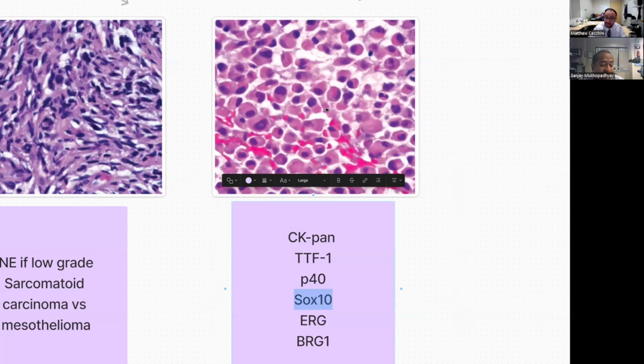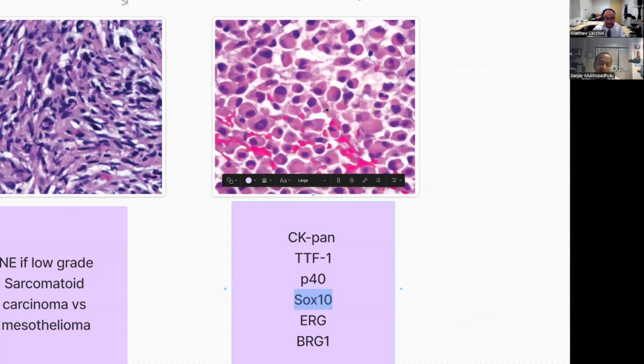And there is, of course, that very rare thing where even SOX10 can be negative, and you can have poorly undifferentiated melanomas where there's a history of melanoma or the mutation is positive. So it can be melanoma even without the SOX10. People should know that. Definitely. And in this case, it is melanoma, and I think it's important to remember that things that could have a borderline morphology of a carcinoma can actually be melanoma. Never forget melanoma in your differential.